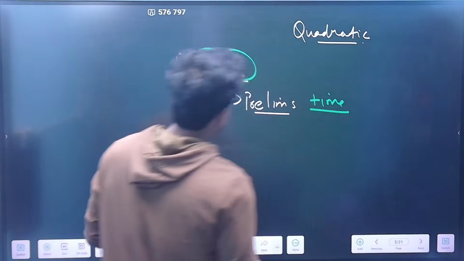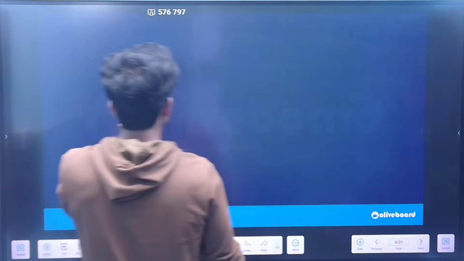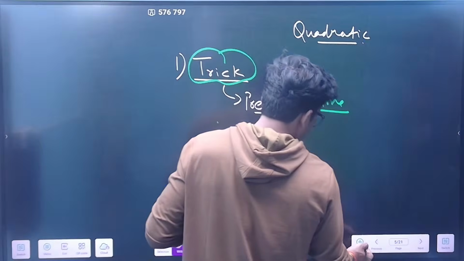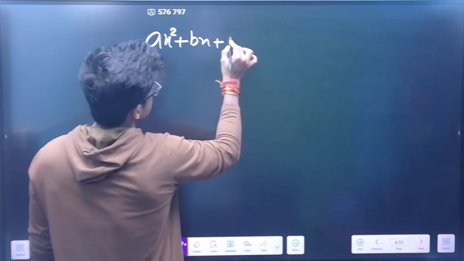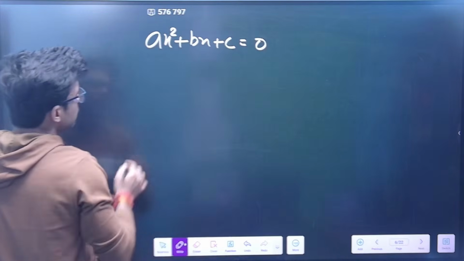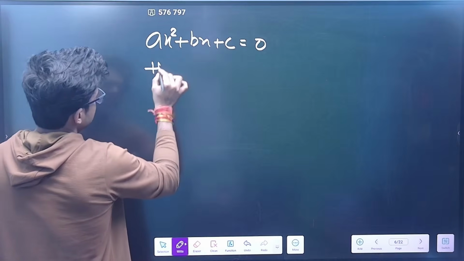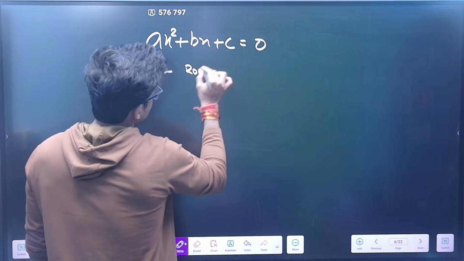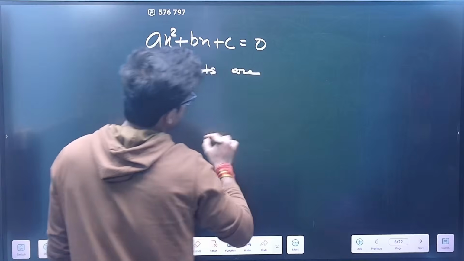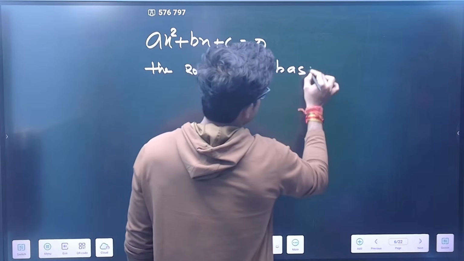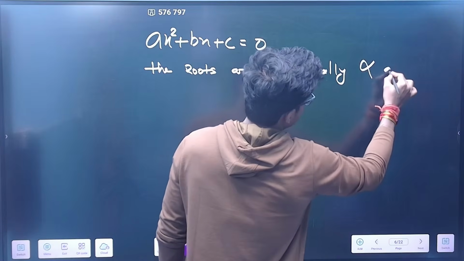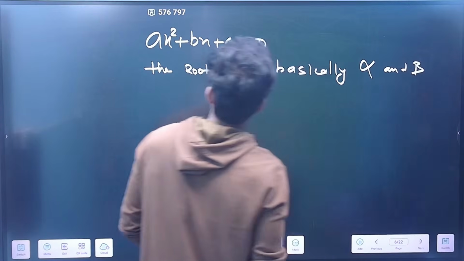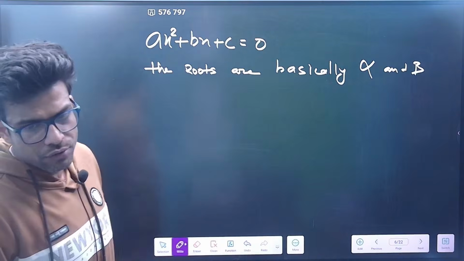Now the third part is, suppose I ask you a question that there is an equation like ax square plus bx plus c is equal to 0, and suppose the roots are alpha and beta. First root is alpha, second is beta, right? Then the sum of roots and the product of roots is also known, right?